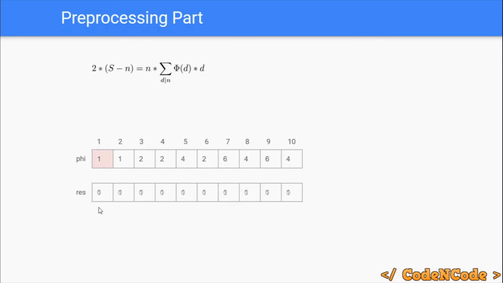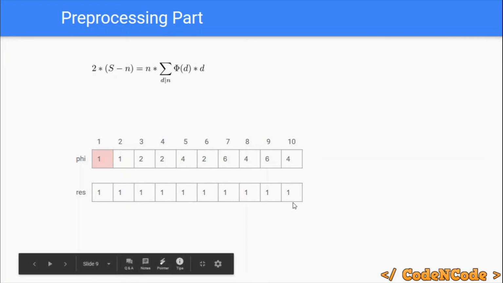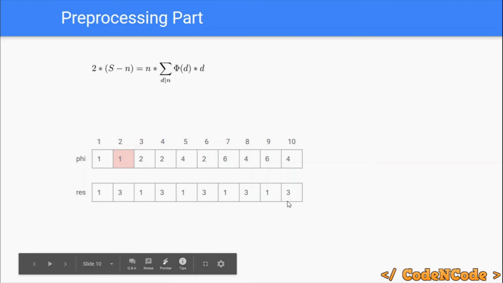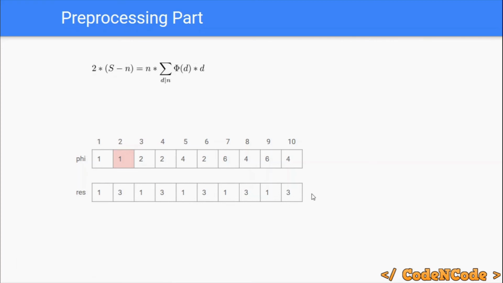So now you see, all of the numbers starting from 1 to 10, all of them are having 1 as their divisor. That is why 1 times phi of 1 is added to all of those. Now let's go to 2. Now 2 times phi of 2 would be added to all of those numbers which are having 2 as their divisor. So starting from 2, 2 would be added to 2, 4, 6, 8 and 10. So these will be turning to 3 because I'm adding 2 times phi of 2 to all of these numbers.